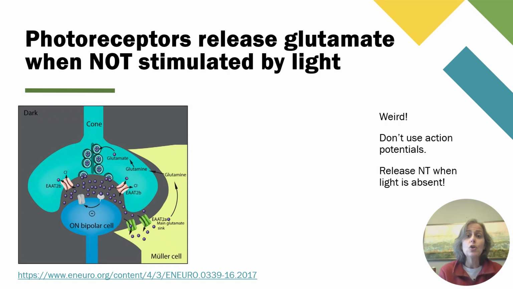So when there is no light hitting the photoreceptor, as we can see in this diagram, so it's dark. So when there is no light, you are releasing glutamate. So here we are in the terminal, right? Here's our little glutamate synaptic vesicles, and we're releasing glutamate into the synapse. It's releasing glutamate into the synapse when it's dark.